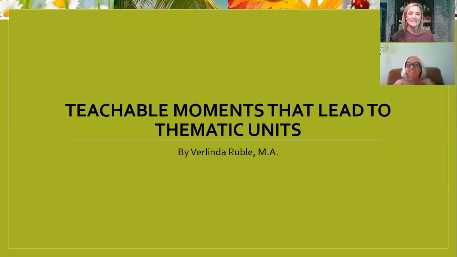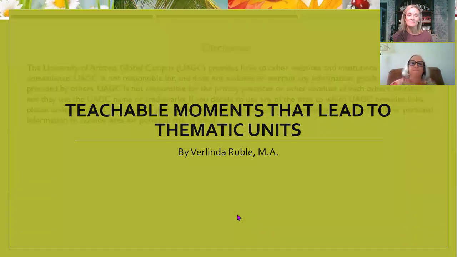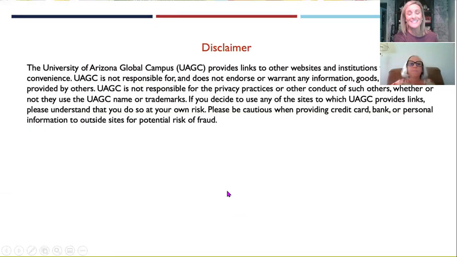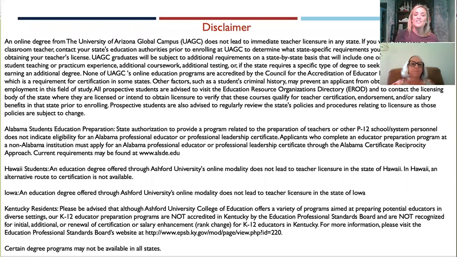Next slide, please. This first disclaimer says that UAGC is not responsible for or does not endorse any of the information, pictures, etc. in this presentation. Next slide, please. And this slide just says that an online degree from UAGC does not lead to immediate teacher licensure in any state. So if you are graduating from UAGC in the education department, you will need to go back to your individual state and make sure that you follow their procedures for becoming a teacher. Next slide, please.